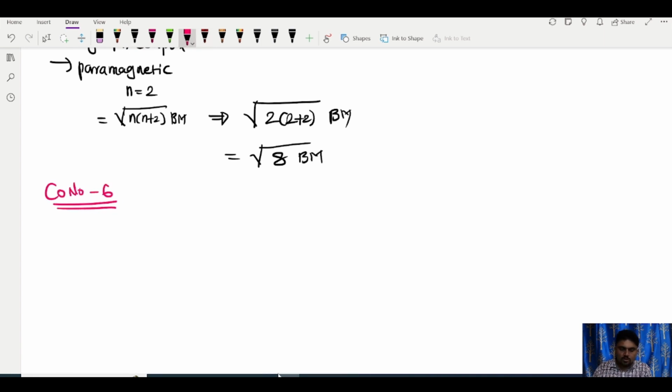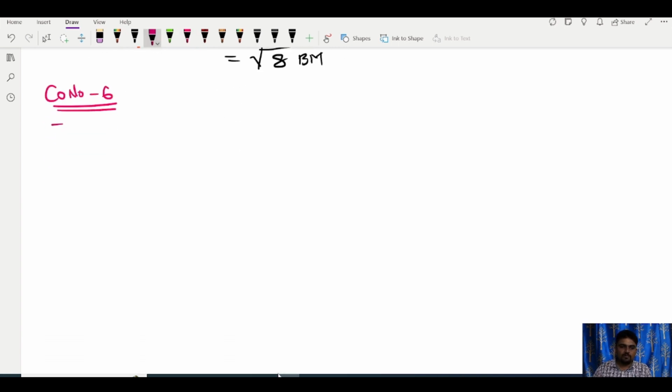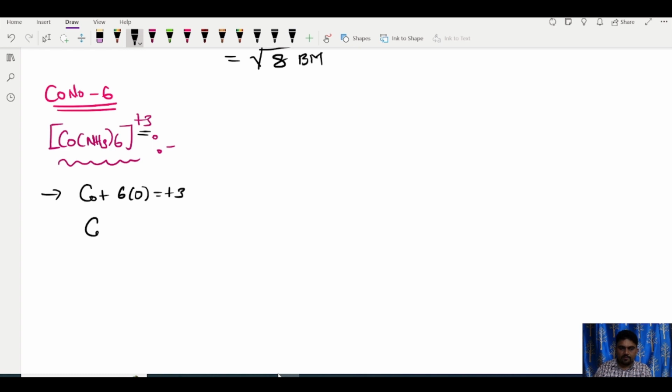Next we are having coordination number 6 complexes. Here the first complex is the hexaamminecobalt(III) ion. First you have to identify the oxidation state. The sum of the metal atom and the charges of the ligands should be equal to the charge on the coordination sphere. Cobalt plus 6 ammonias, which are 0, is equal to plus 3. So cobalt is in the plus 3 oxidation state.